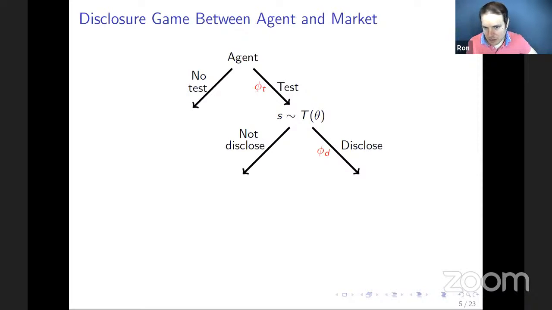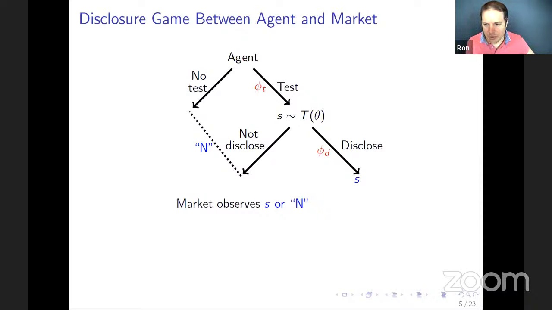Okay, the market sees either the score being disclosed or nothing being disclosed. And critically here, if the market sees nothing, then the market can't distinguish between the test not having been run and the test having been run, and the score realized, but the agent choosing not to disclose this score. Okay, so that's a critical feature here, which is what's going to make it impossible for the agent to commit not to use the services of the intermediary. Okay.